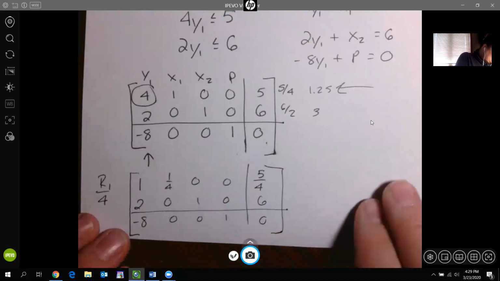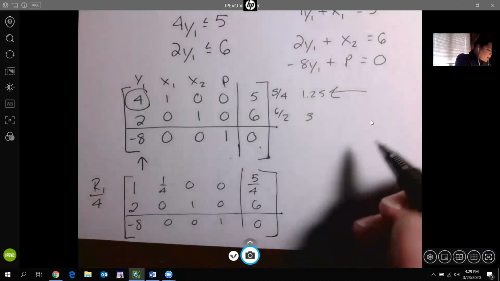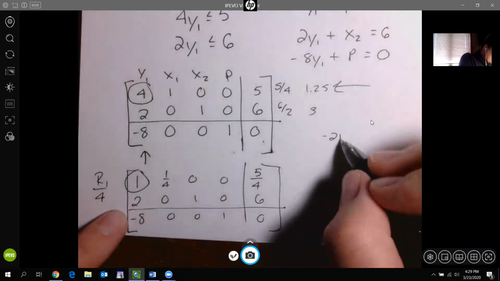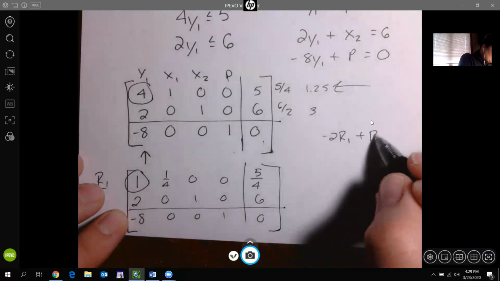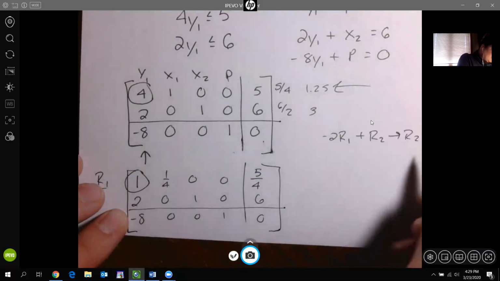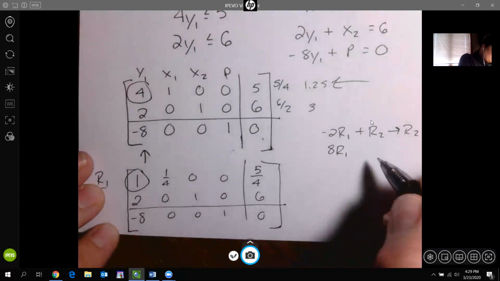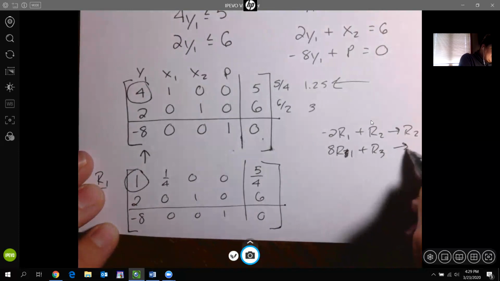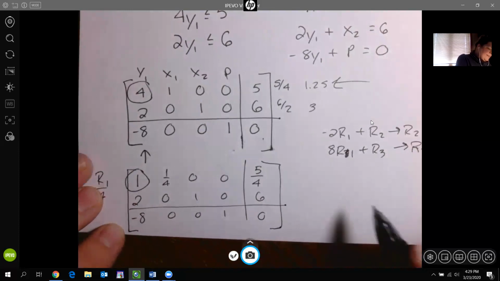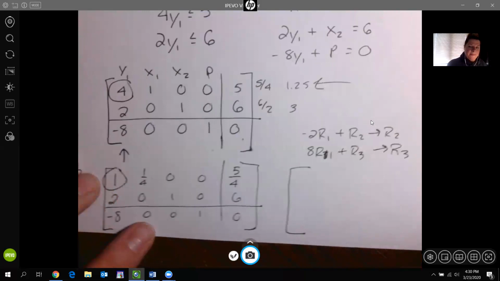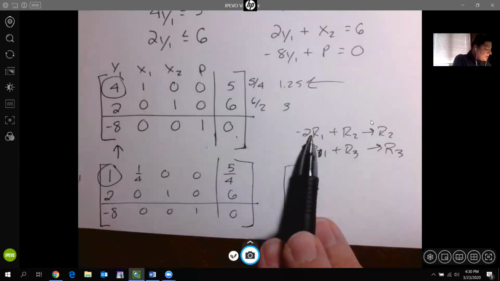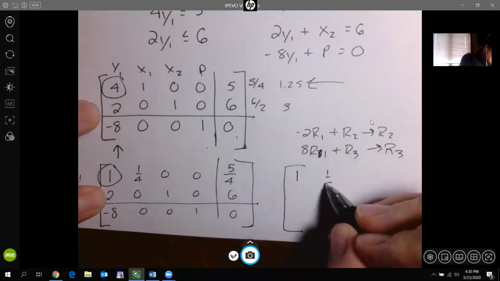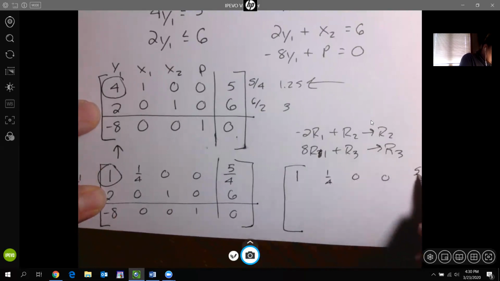Okay, then from here, our pivot is still here, it's a 1, so we're going to take -2 times row 1, then add it to row 2, replacing it on row 2. Then we're going to take 8 times row 1 plus row 3, replacing it on row 3. That's what we're going to do for our next one here. So -2 times this one plus this one. We're going to keep the top row the same because it's our pivot row.